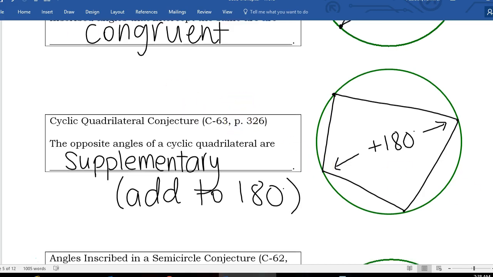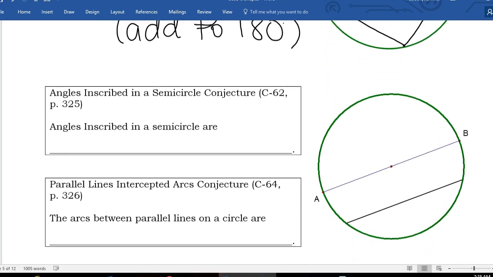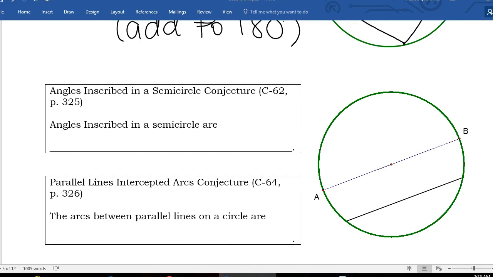And I think we have two more down here. The first one says angles inscribed in a semicircle. So I have a semicircle right here on the top half of this circle. And if I wanted to inscribe an angle on that, that means I would use the endpoints A and B and draw an angle all the way to the edge of the circle. So I have an angle inscribed in half of a circle.